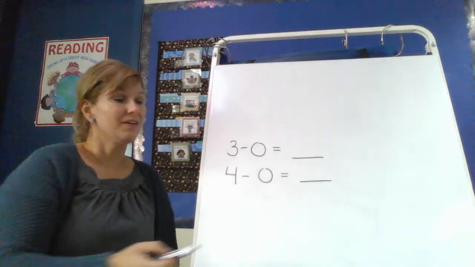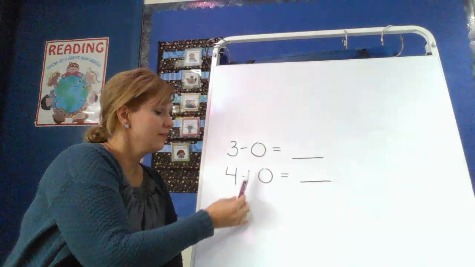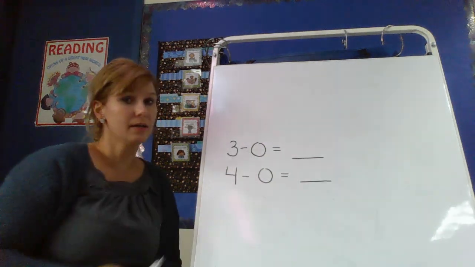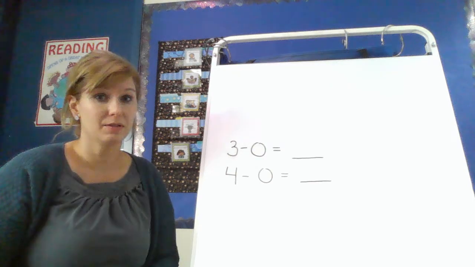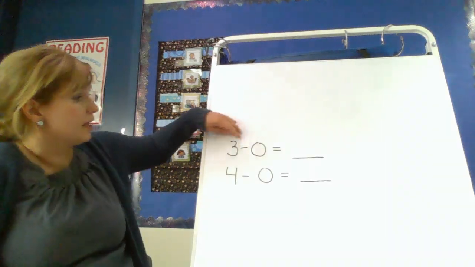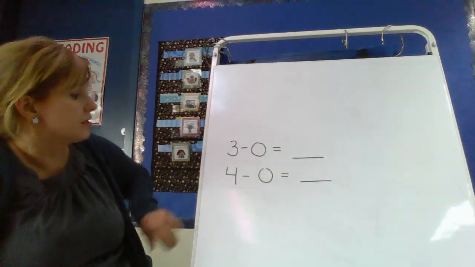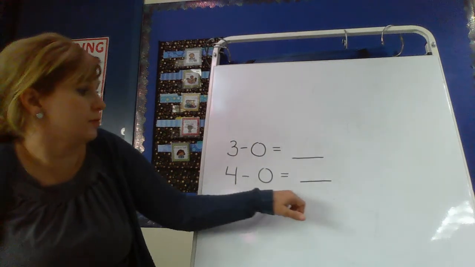I hope you all found it. This time we have a different math symbol. This is called a minus sign, which tells us that we're going to subtract or take away from the original amount. So this equation says 3 minus 0 equals blank. This one says 4 minus 0 equals blank.